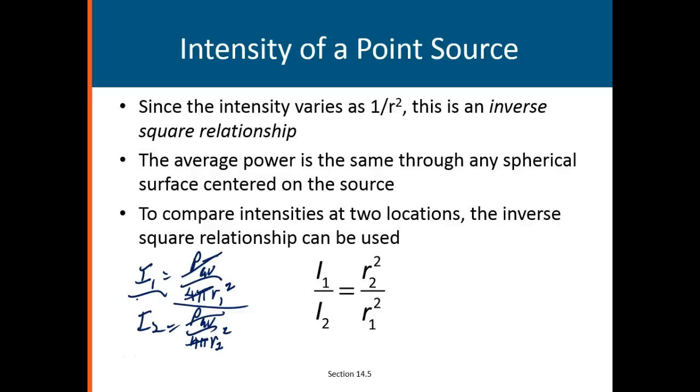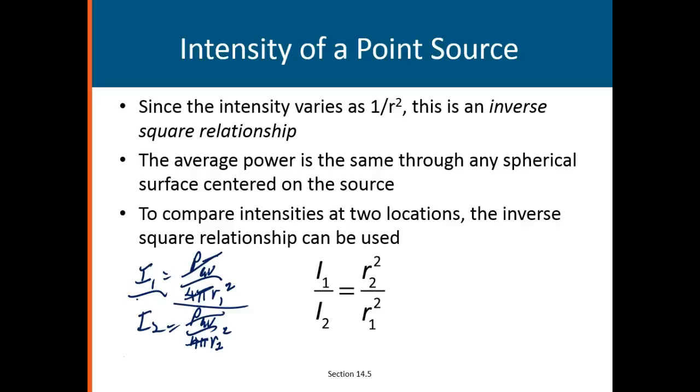So sure enough, for the ratio of those intensities, R1 being the closer and R2 being further away, that's the ratio of R2 squared, the bigger radius squared, over the smaller radius squared. So again, it's an inverse square relationship. Inverse because they're opposite each other, but I1 is more intense because this is the larger radius squared over the smaller radius squared. That's the ratio of the intensities. Okay.